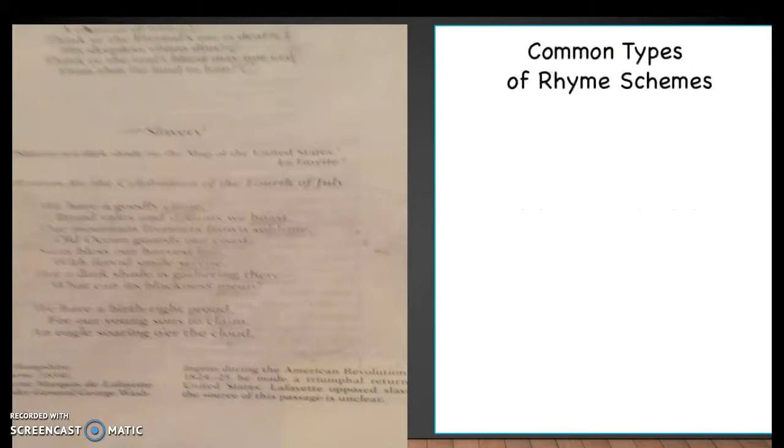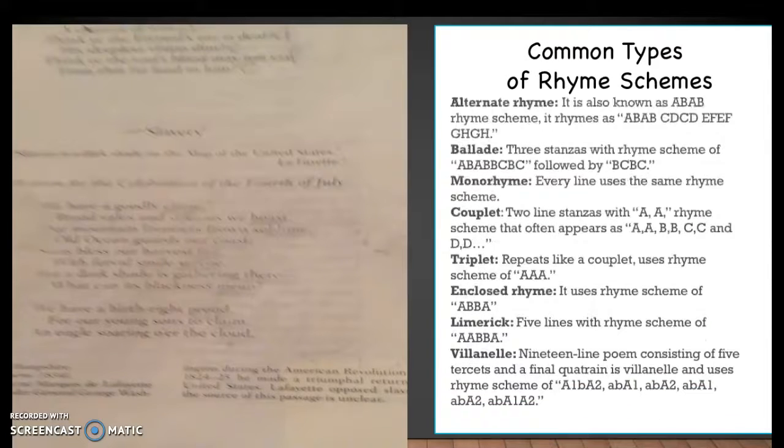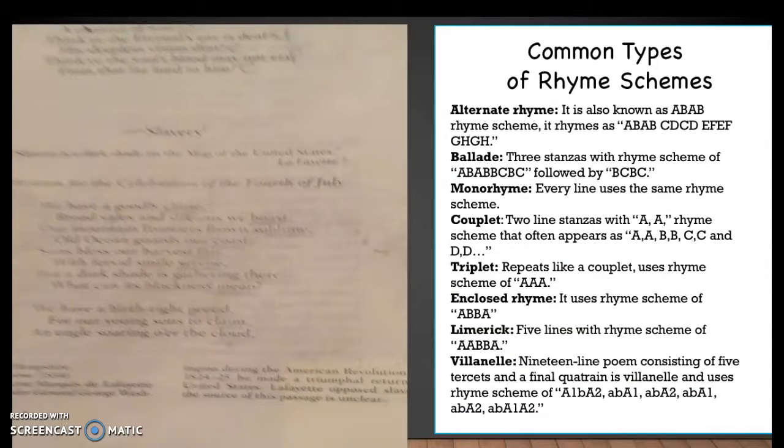Now, let's talk about the common types of rhyme scheme. The common types of rhyme scheme are alternate rhyme scheme. With alternate rhyme scheme, it will follow an A-B format. It will alternate. Ballads are 3 stanzas with a rhyme scheme of A-B, A-B-B, C-B-C, followed by B-C-B-C rhyme scheme. A monorhyme is when every line uses the same rhyme scheme.